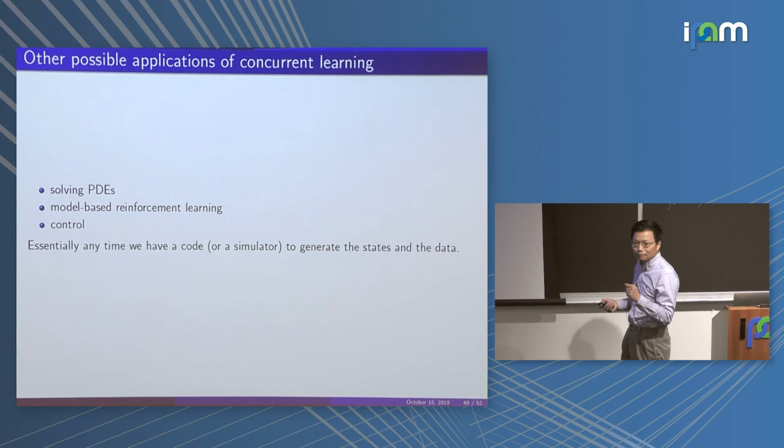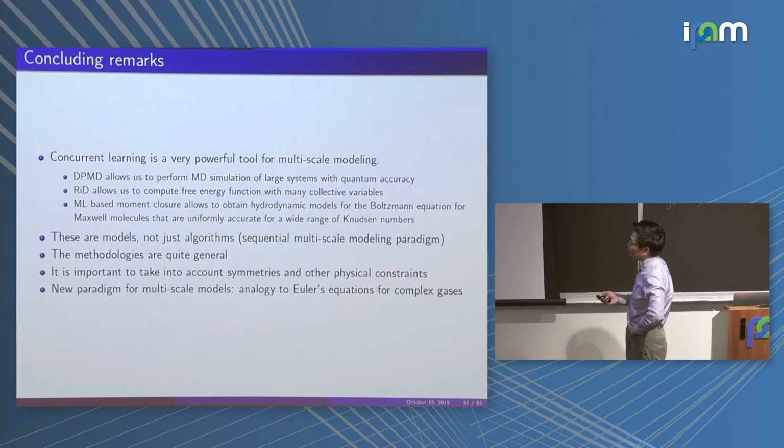So exploring the state space is not so easy. Essentially, any time you have a code or simulator to generate the states and data, you can use this concurrent coupling. Concluding remarks: concurrent learning is a very powerful tool. DeePMD details, I already said these, but I want to say that these are models, not just algorithms, and these models can then be used to do sequential multi-scale. So these are concurrent learning, but then sequential multi-scale models.